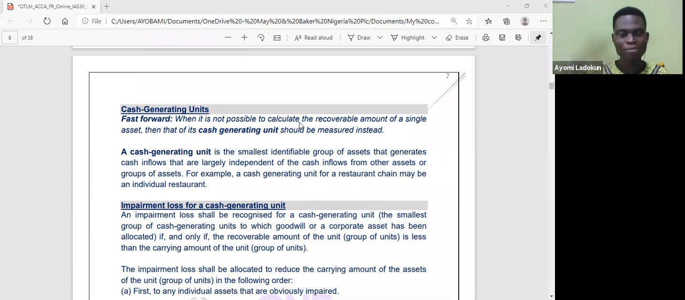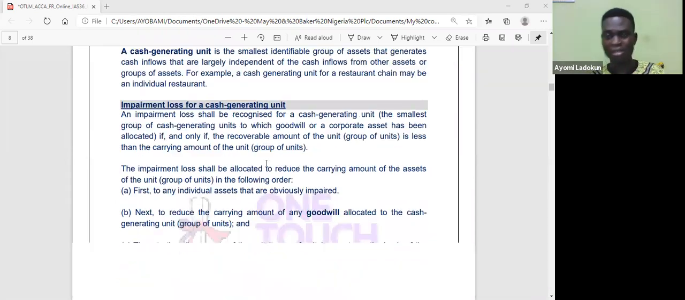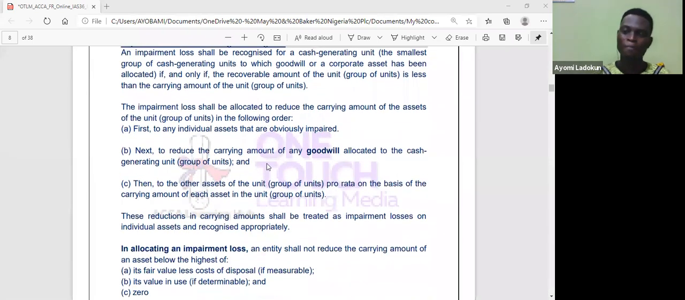Number 1, impair obviously impaired assets. Everything's in your notes actually. Number 2, reduce goodwill to 0. And number 3, allocate impairment loss balance to other assets on a pro rata basis. You are going to allocate it to other assets on a pro rata basis.